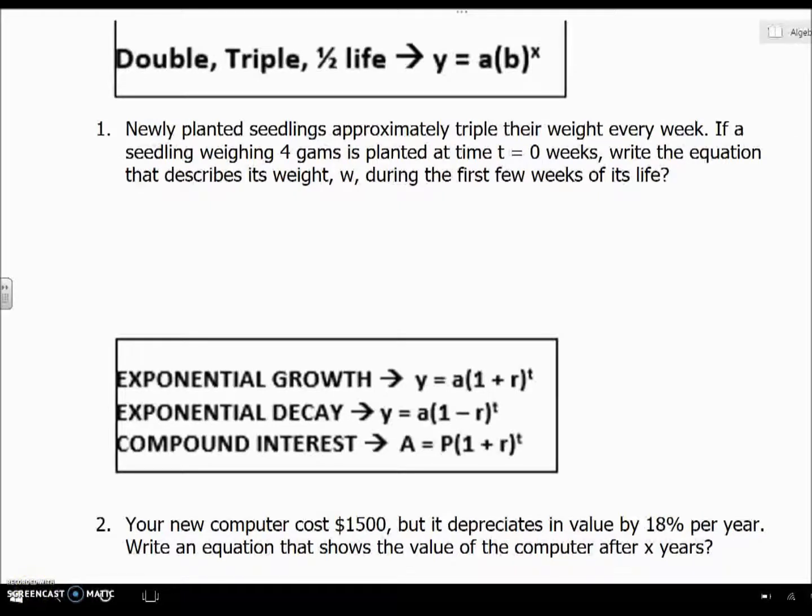Going to look at how to write an exponential equation from a word problem. Today we're going to look at how to write an exponential equation from a word problem. When looking at these exponential equations, we have two basic formulas. The first one is when we have a double, triple, half-life.